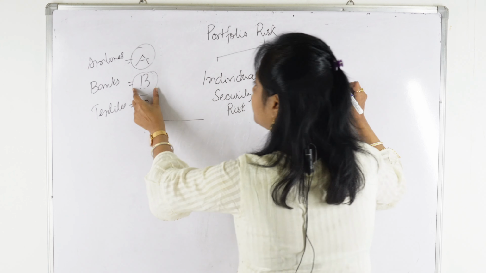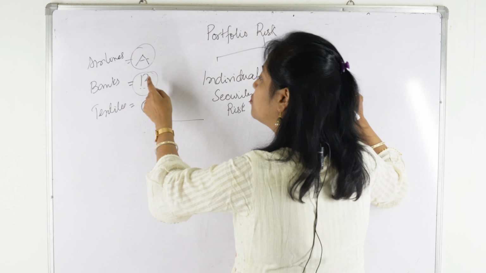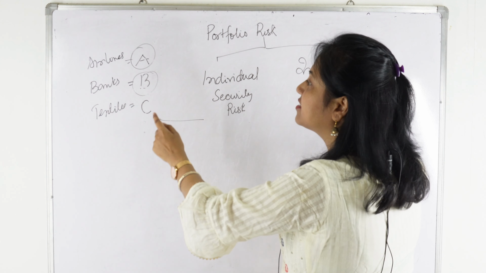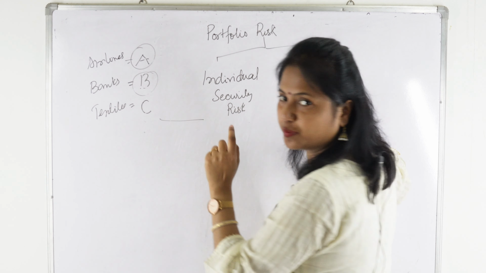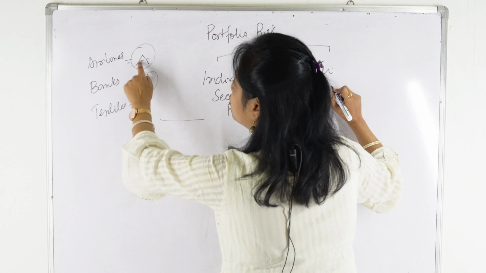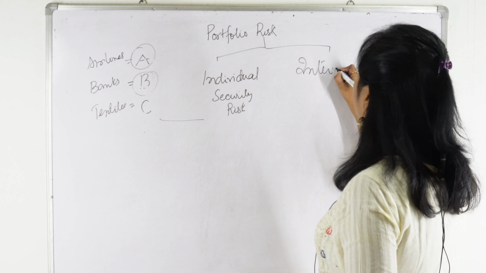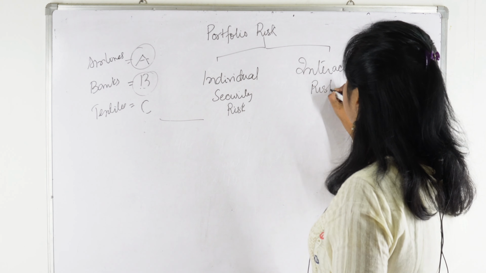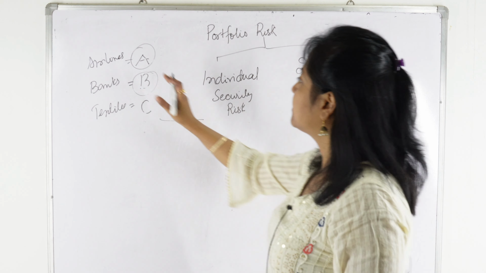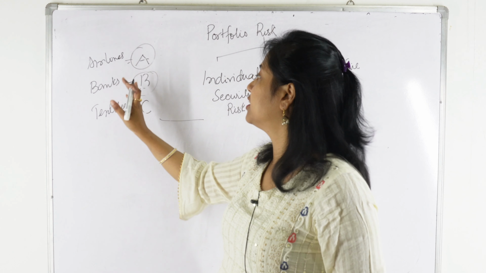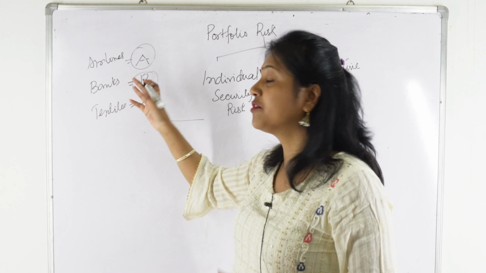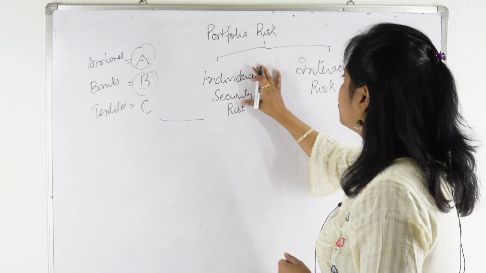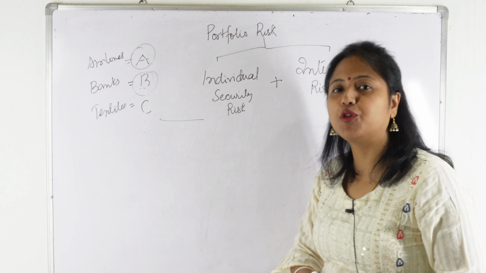That means how much the return of this share B is related with the returns of these two. How much this and these two are related. So this is called interactive risk. How much the returns of A vary with the returns of B and C. How much B varies with A and C. So therefore, I have to know these two risks in order to know the portfolio risk.